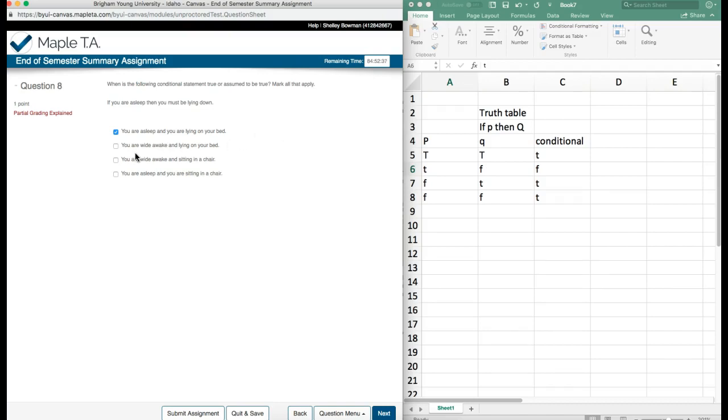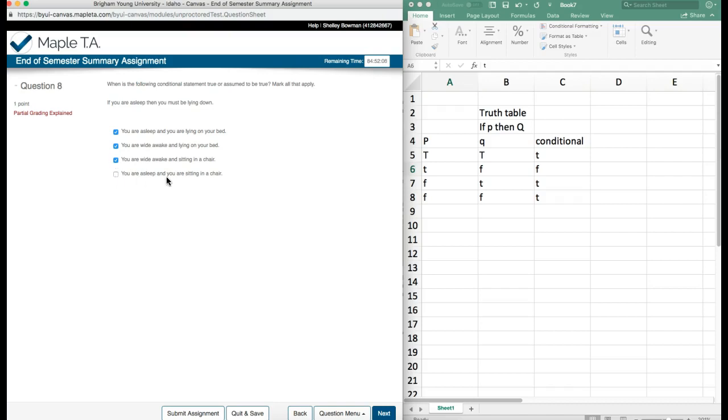So here, if I am wide awake, that means it's false. This hypothesis is false because it's the opposite. So I'm wide awake and I'm lying on my bed. So I confirmed the conclusion here, so that's false and then true. So this one is true. This one, again, it's false. I'm wide awake, but I'm sitting in a chair. It still doesn't matter because the hypothesis is false. That doesn't tell you that it's not going to work, so that one's true.